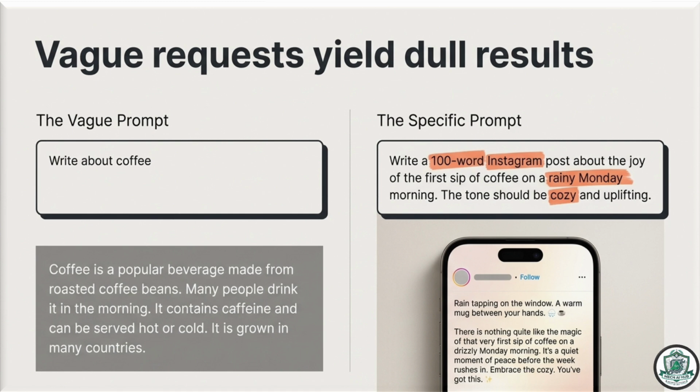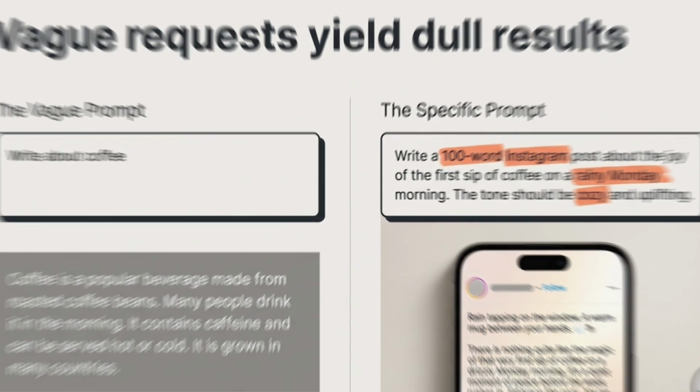What if you typed write a 100 words Instagram post about the joy of the first sip of coffee on a rainy Monday morning? The tone should be cozy and uplifting. See the difference. You gave the AI a clear target. Being specific isn't harder, it's just clearer.